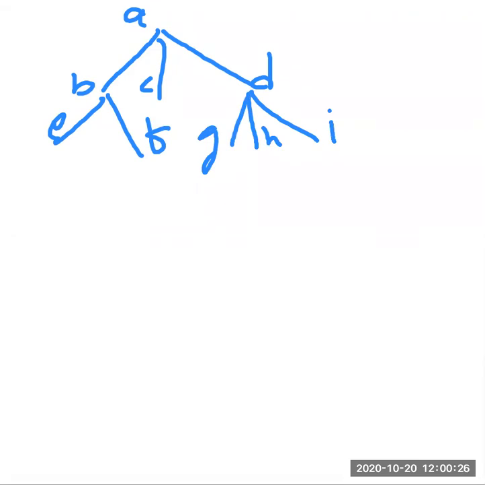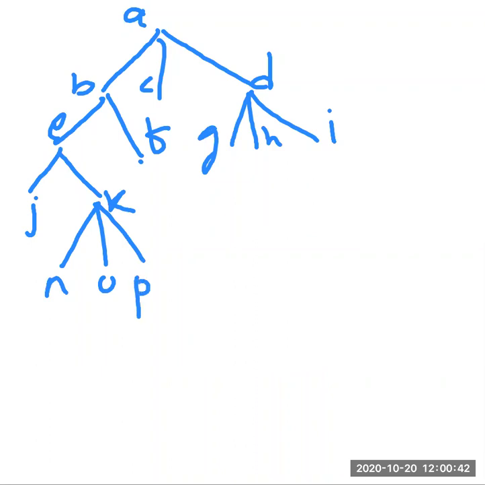E splits at J and K. K splits 3 times, that is N, O, P. F is not split. G splits only twice, L and M. So now let's do the in-order way of this.